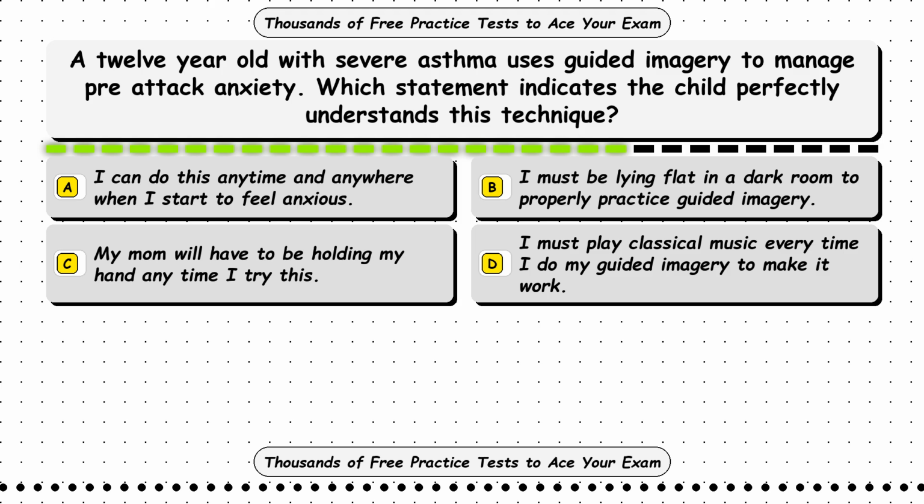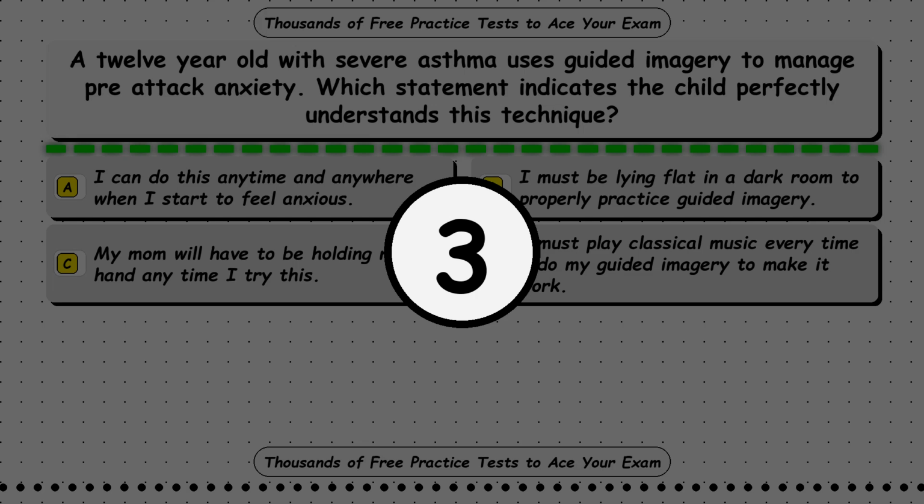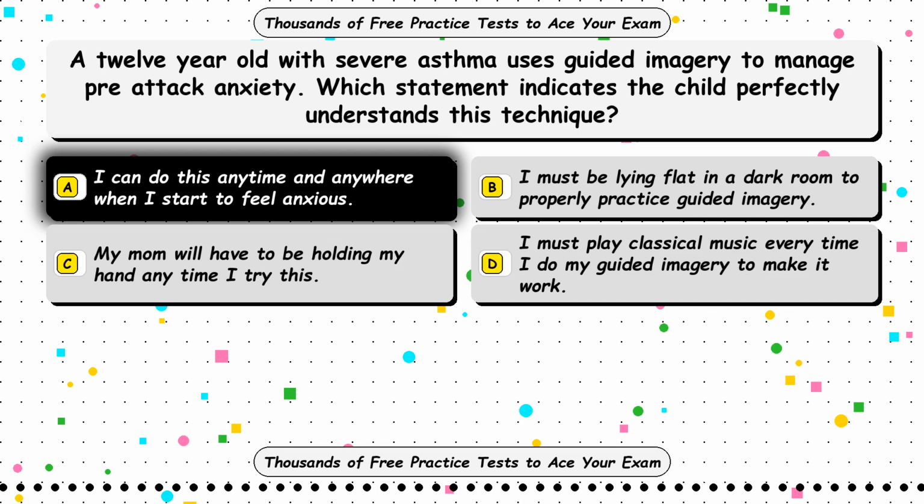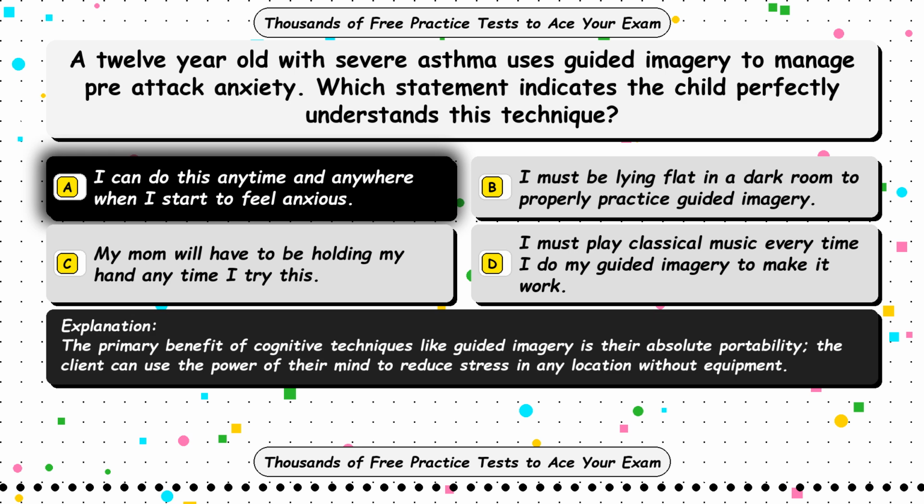Option C. My mom will have to be holding my hand anytime I try this. Option D. I must play classical music every time I do my guided imagery to make it work. The correct answer is option A. I can do this anytime and anywhere when I start to feel anxious. The primary benefit of cognitive techniques like guided imagery is their absolute portability. The client can use the power of their mind to reduce stress in any location without equipment.